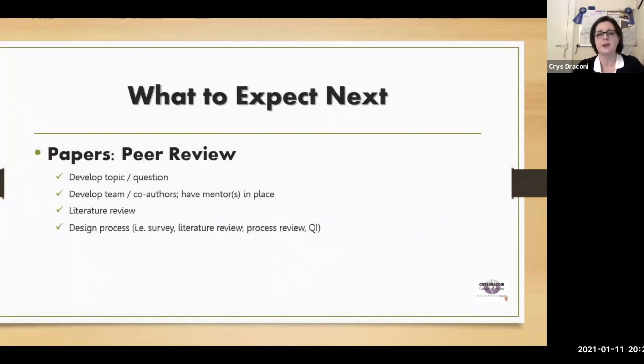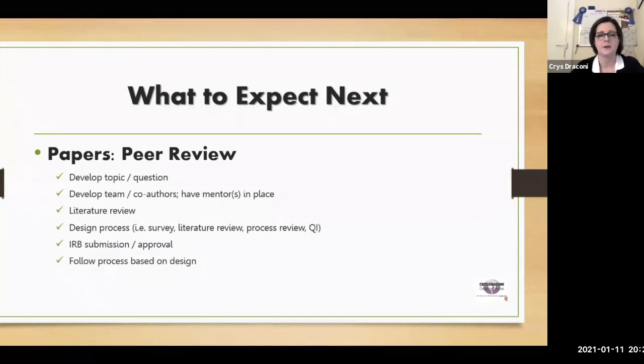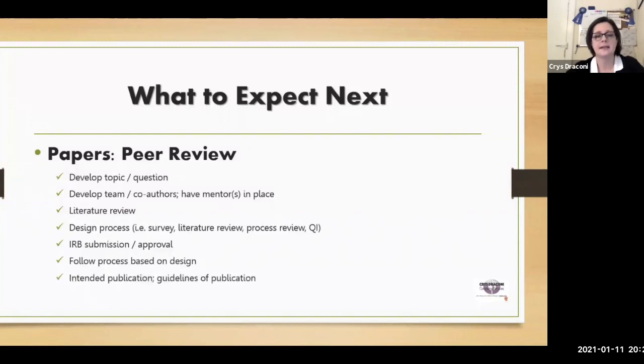Design your process. Is it going to be a survey, a literature review, process review, QI, and how you're going to do it? You're going to have to submit your IRB submission. Even if you think it's exempt, you should still submit for your IRB. Follow the process based on the design. So the next thing is, after you've done all of this, you'll follow the process you've designed, and then find out your intended publication.